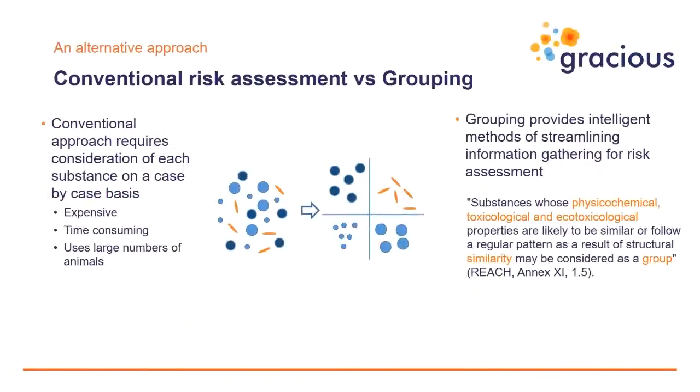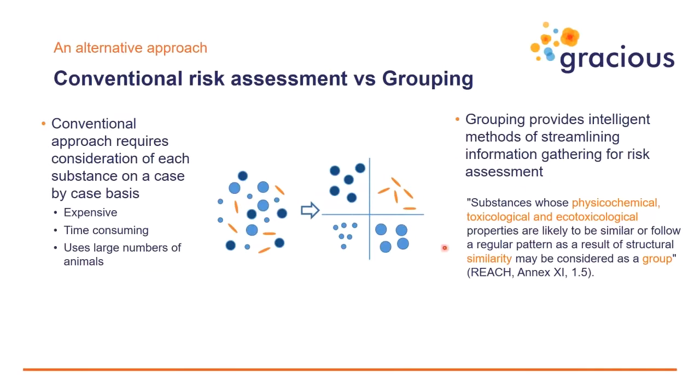So conventional risk assessment requires you to consider risks on a case-by-case basis, but this is really expensive. It takes a lot of money, it takes a lot of time, and it uses potentially a large number of animals. And so really we need to streamline this process. So grouping provides a way of intelligently streamlining your information for risk assessment purposes.